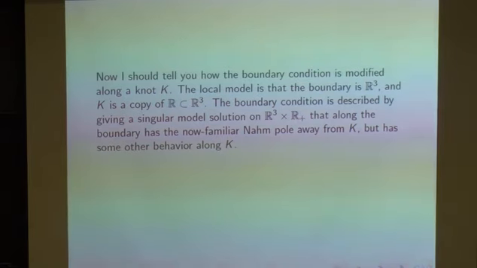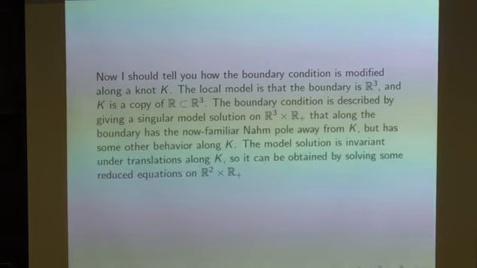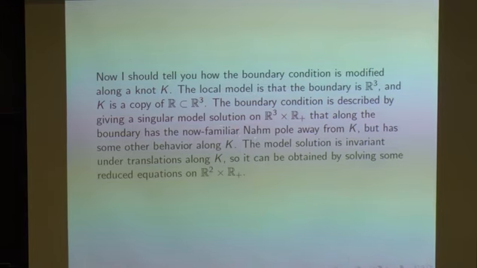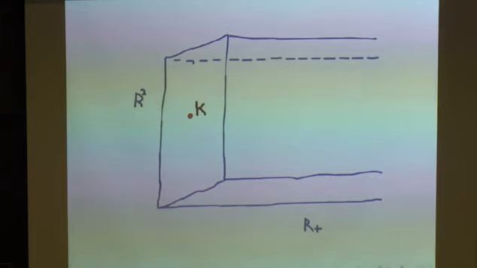I'll just very, very quickly say that just like the boundary condition without knots, the boundary condition with knots is defined by explaining locally what it is. The local model is that the boundary looks like R3 and the knot looks like R. And the boundary condition is described by getting a singular model solution that has the usual Nahm pole behavior away from K, but has some other behavior on K. And then, since it's all invariant under translations along the knot, it reduces to equations in 3 dimensions. So you find, in this situation, a special singular solution. This is R2.